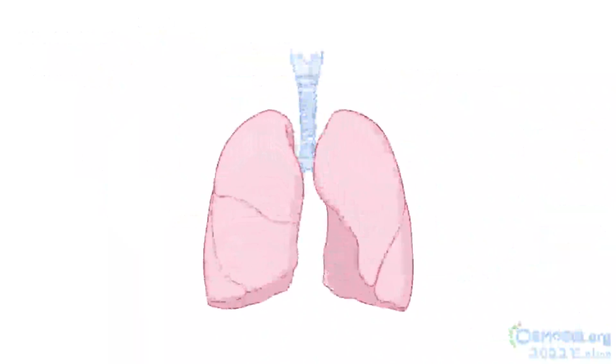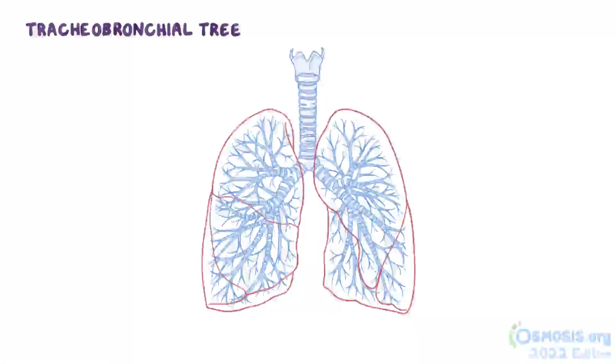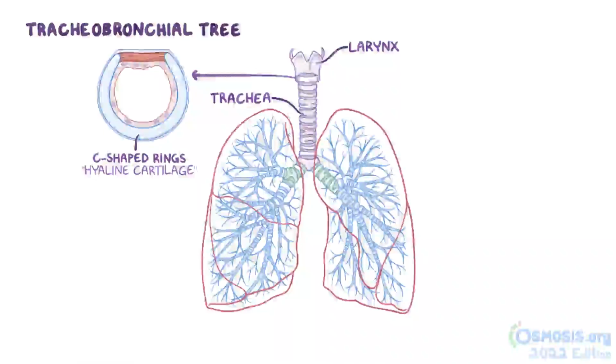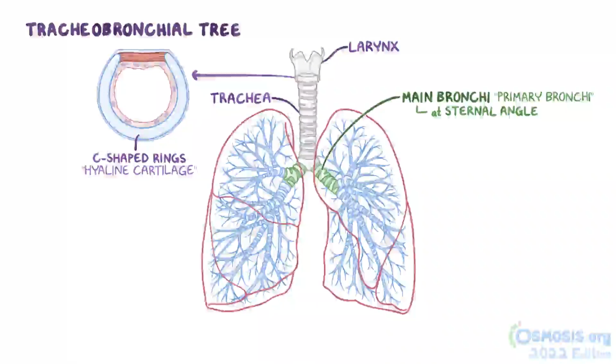Alright, now let's look at the tracheobronchial tree, which starts with the trachea right below the larynx. Below the larynx, the walls of the trachea are surrounded by C-shaped rings of hyaline cartilage. The trachea bifurcates into two main bronchi, or primary bronchi, at the level of the transverse thoracic plane, or sternal angle. They pass inferolaterally to enter the lungs at each hilum.